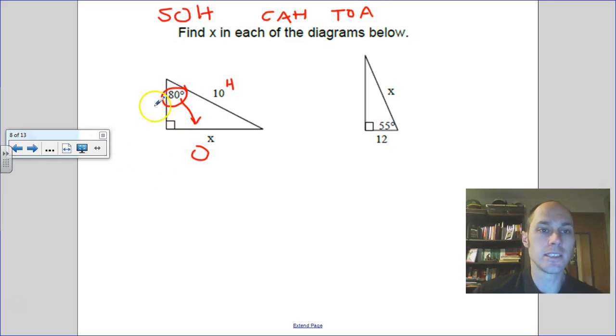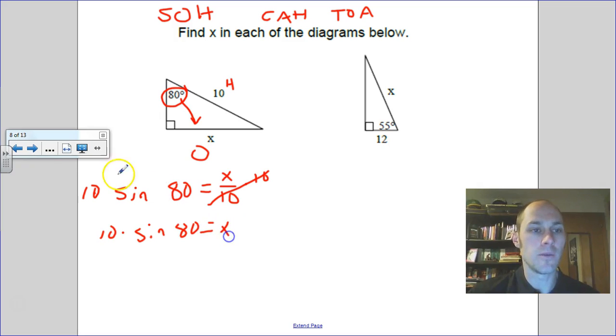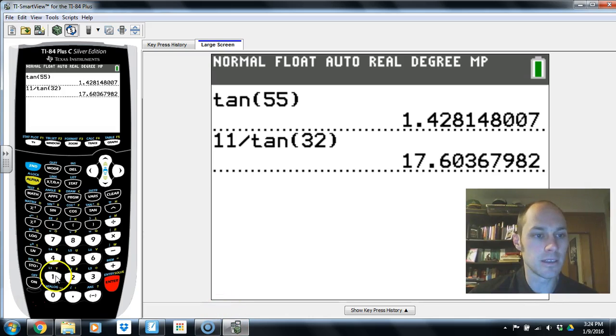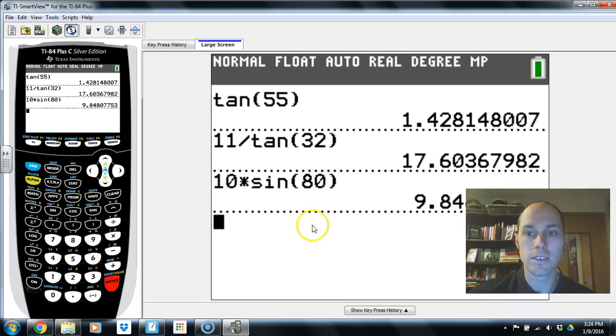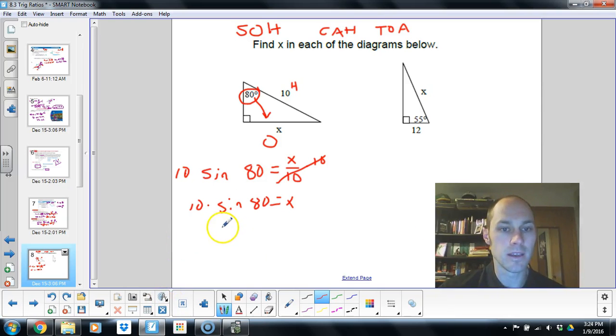So this 80 degrees, I have O and H, OH. So sine of 80 equals opposite over hypotenuse. Once I have that set up, it's just a matter of solving for x. So times 10 on both sides. 10 times the sine of 80 will give me x. And when I take 10 times the sine of 80, what I get is a value of 9.8 approximately. So x is about 9.8.